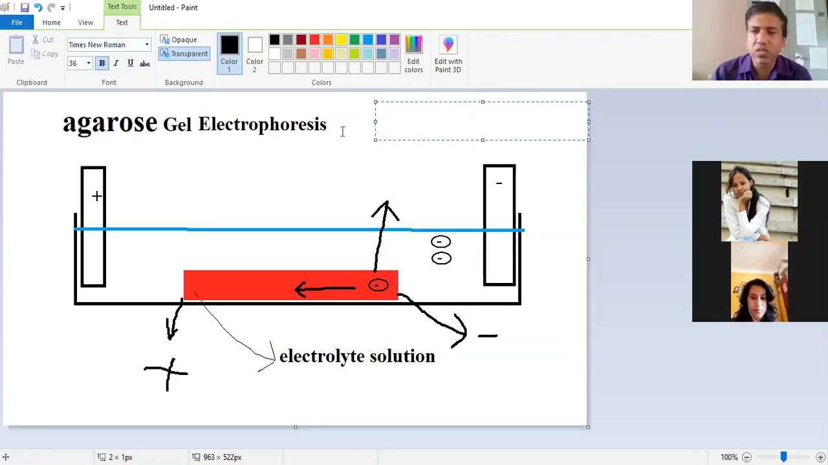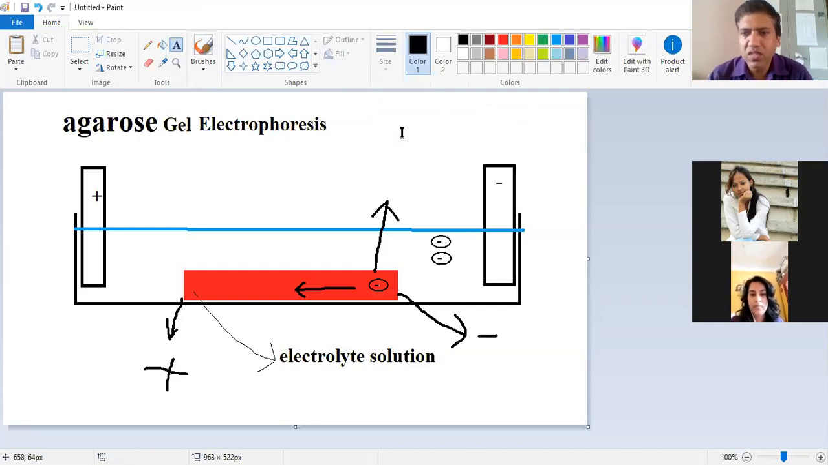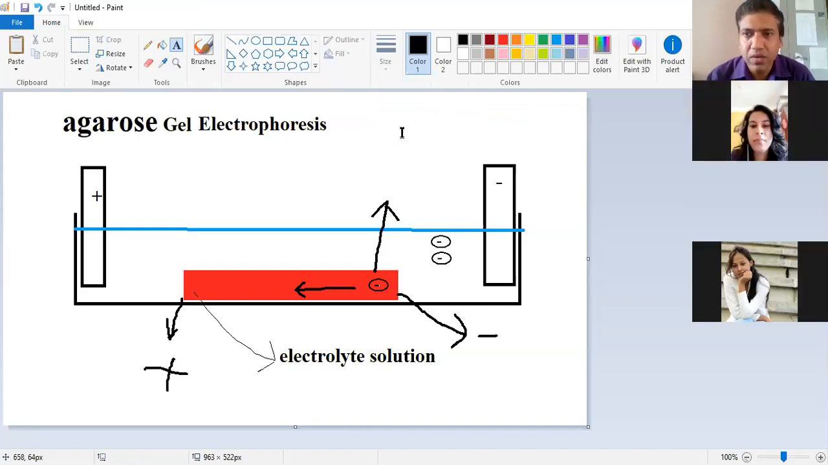In case of agarose gel, this is made up of agarose beads. Agarose is actually obtained from a seaweed. As I have shown you in my earlier session, you have the monomers, and these monomers join together to form a chain, and these chains are cross linked to form the network like structure.